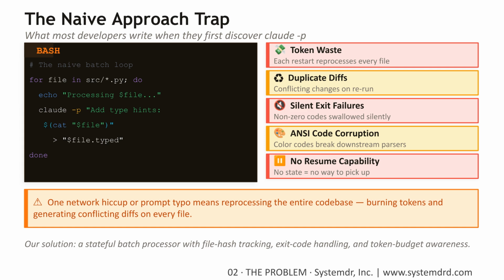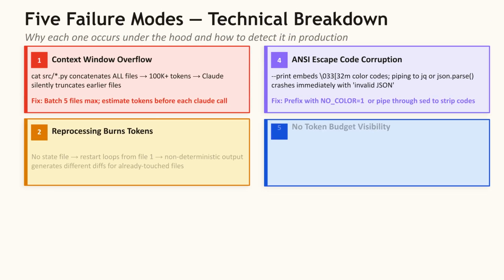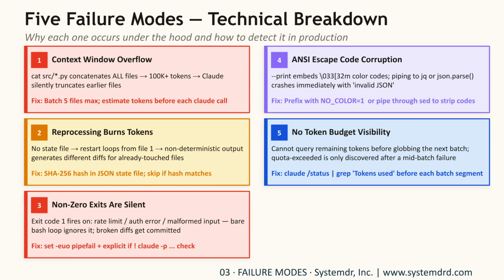Our solution is a stateful batch processor with file hash tracking, exit code handling, and token budget awareness. Let us understand each failure in more technical depth before we build that solution. Why each one occurs under the hood, and how to detect it in production. Let us get technical. Each failure has a specific cause and a specific fix.